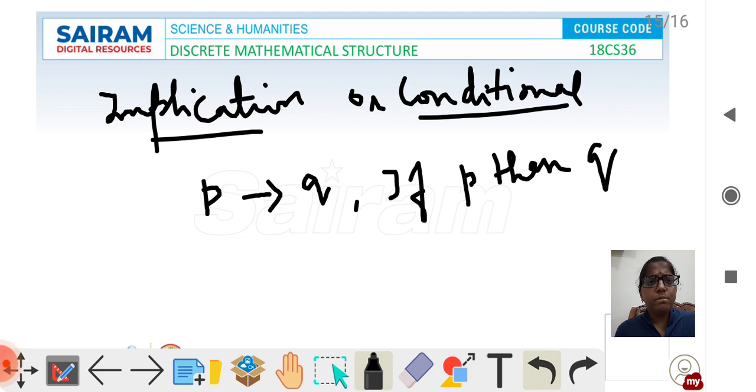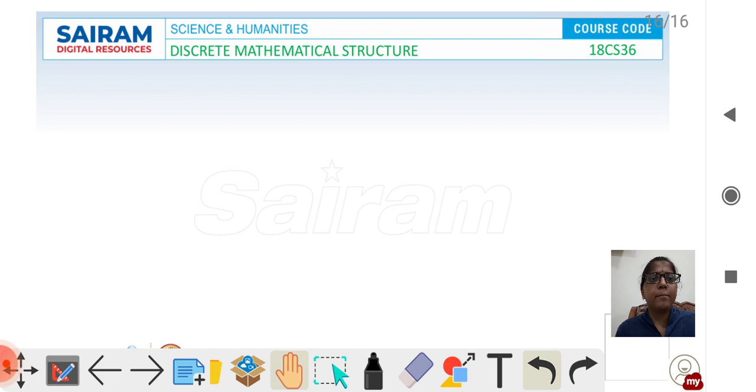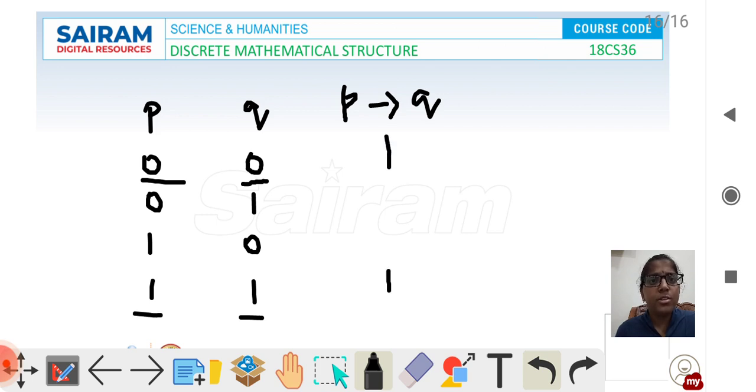See, P, Q, P implies Q. We have to find the implication. So what are the combinations? We have four combinations: 0 0. Either you can write it in this way also: 0 0 1 1, 0 1 0 1. You can easily remember. Okay, so if both have the same truth values, 0 0 or 1 1, then it is obviously 1.